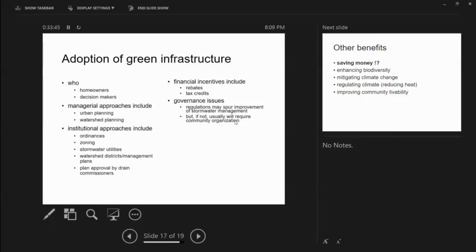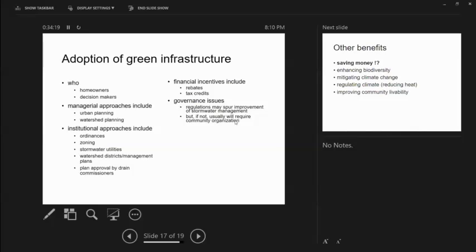So the point of these is just to point out some different ways of thinking about trying to get green infrastructure adopted. There are lots and lots of financial issues. I just mentioned financial incentives. So with stormwater utilities, in many places where they are around, if homeowners or developers adopt green infrastructure projects, they will give rebates, in other words, reduce their stormwater utility fee.